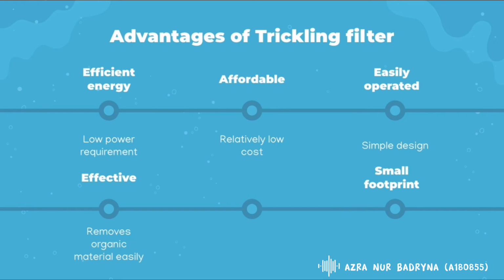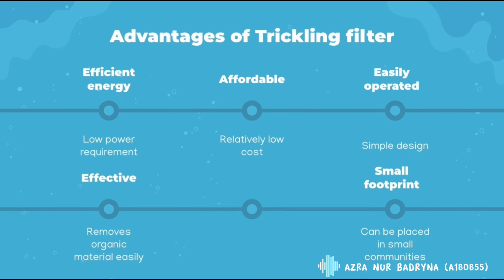It also has a relatively small footprint, meaning the use of the newer technology of lightweight and high compressive strength structured plastic biomedia made it possible for a big-sized trickling filter to go up to 6 to 14 meters and reduce the footprint area. It could be placed in smaller communities in hopes of increasing the efficiency in removing organic materials.